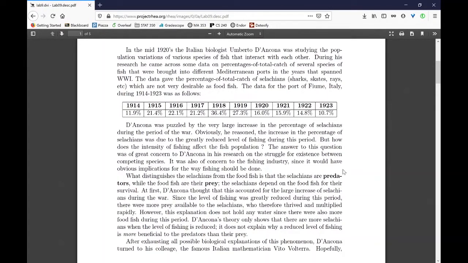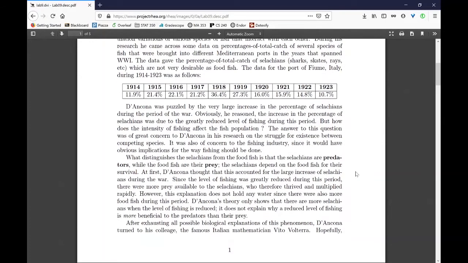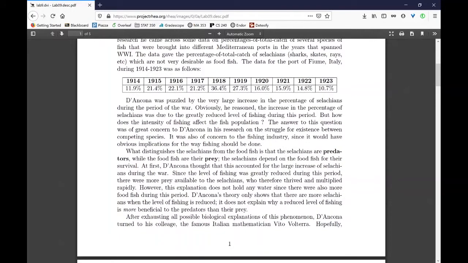It might make sense that the absolute population of cetaceans increased, but why the percentage? Because of the reduced fishing, we should also have a reduced population of food fish. So he's very puzzled by this, and he eventually turns to the mathematician Volterra.